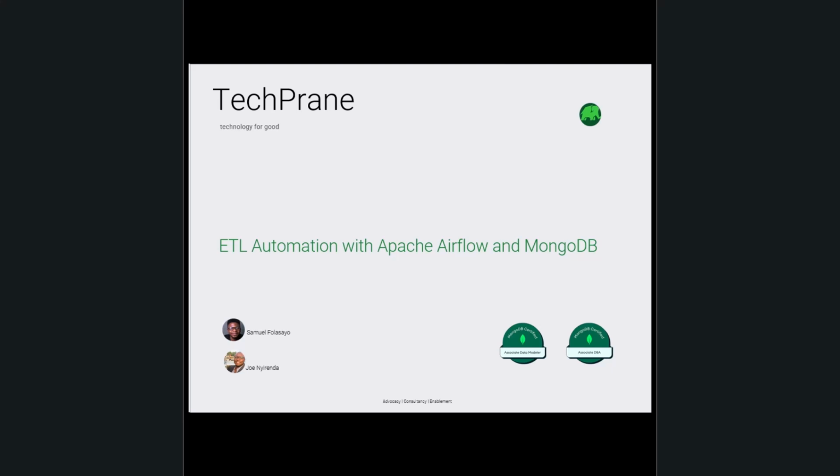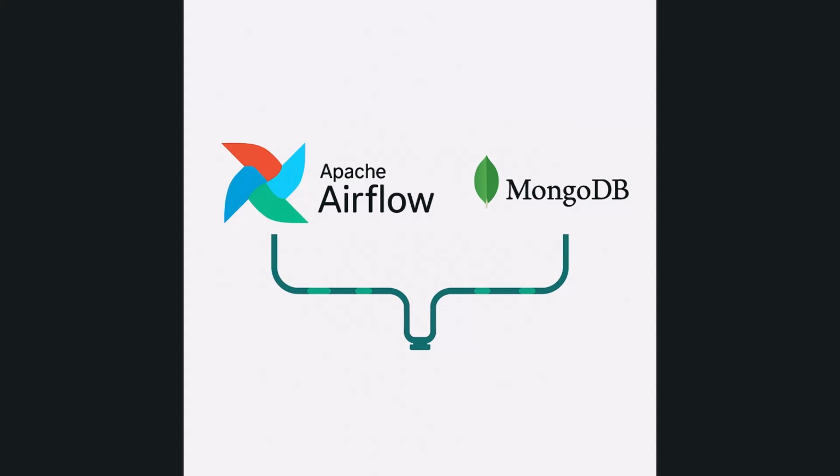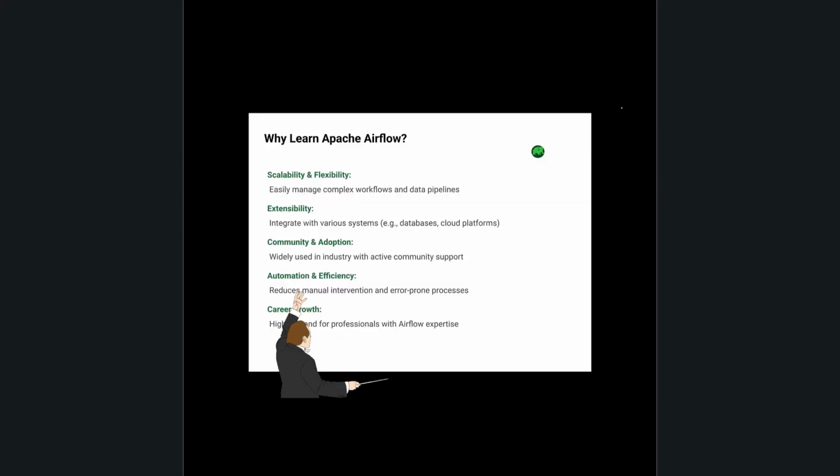What if your workflows ran themselves and your data just knew where to go? Meet the tech stack making it real: Apache Airflow and MongoDB. Airflow gives you clean, scalable orchestration. MongoDB handles the data: fast, flexible, reliable. In this video, we'll show you how to connect them the Tech Brain way. Let's get started.